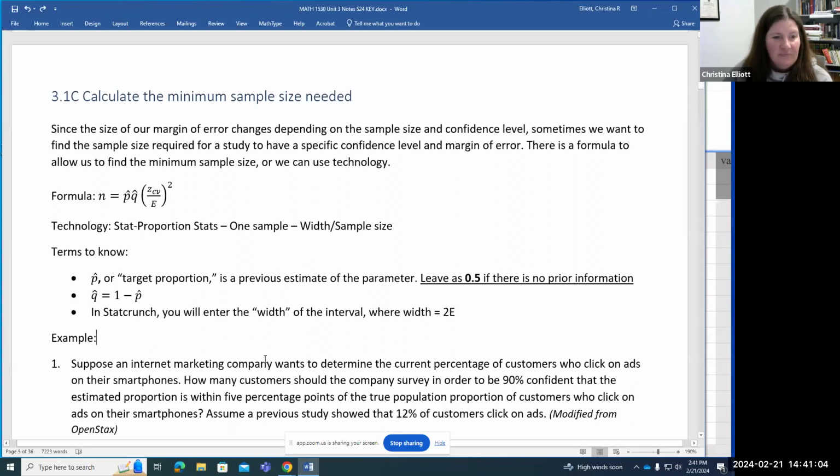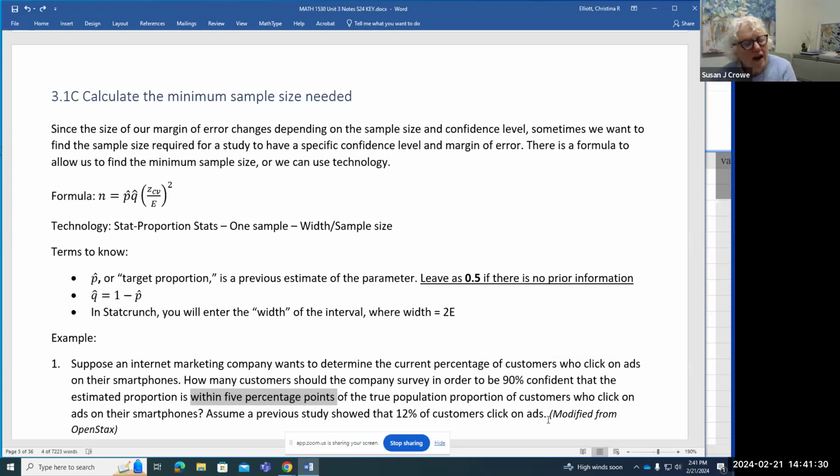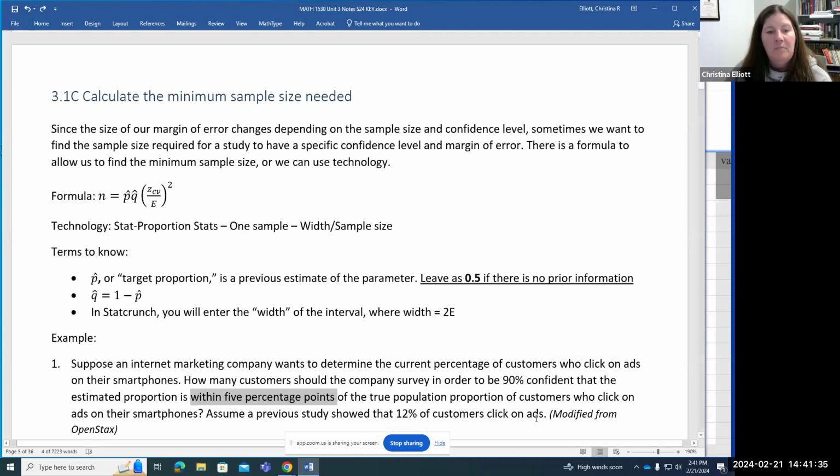So let's start taking it apart, because the two things we get out of that first section are the confidence level, which is 90%. And you have this thing that says estimated proportion within 5 percentage points. That is the margin of error. That is a wording for the margin of error. So if the margin of error is 0.05, then that makes the width twice that, right?